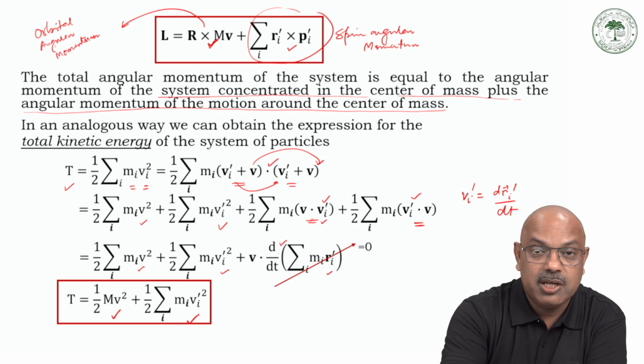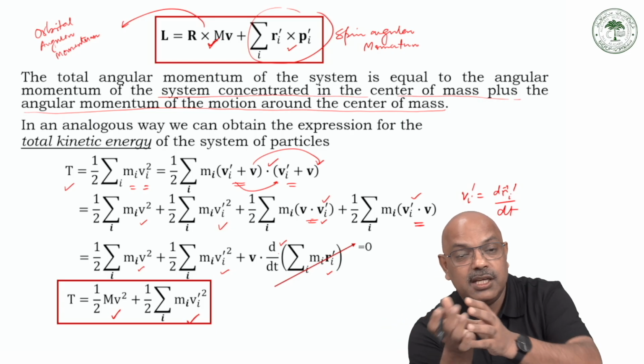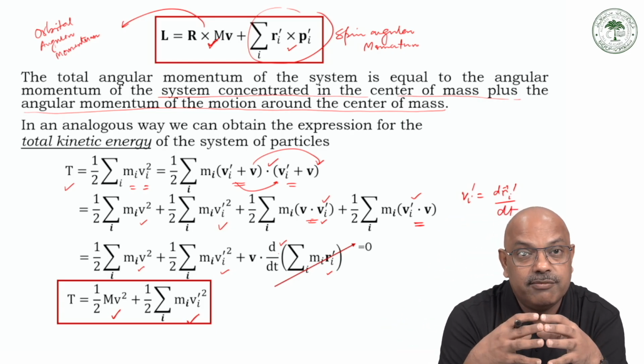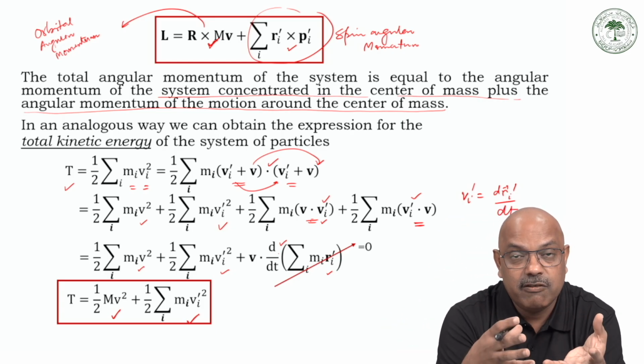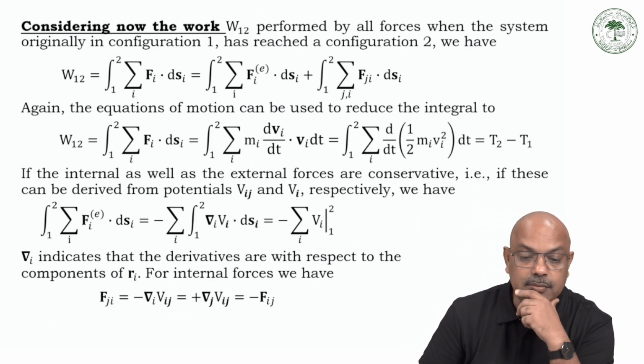So as the angular momentum is going to have the angular momentum of the center of mass and about the center of mass, the kinetic energy is also going to have the kinetic energy of the center of mass and the kinetic energy about the center of mass.